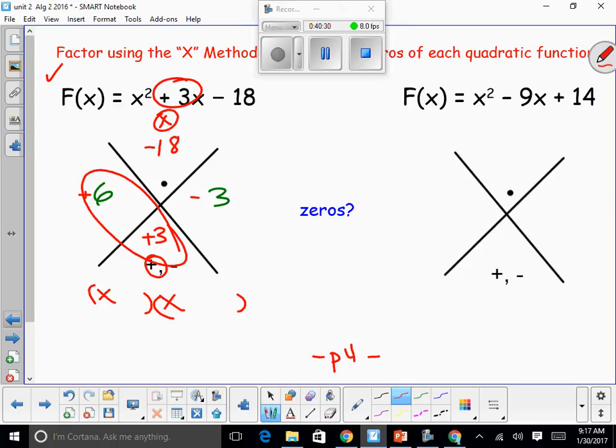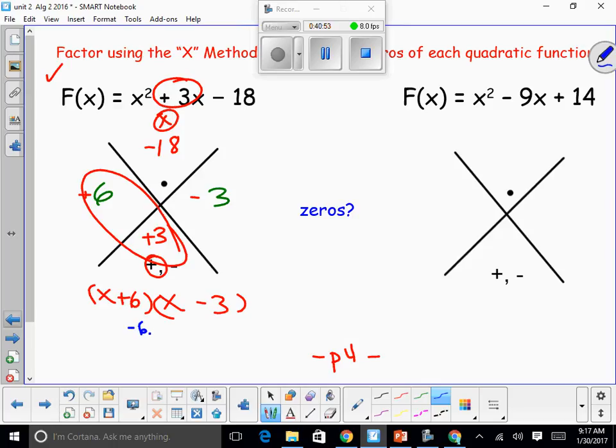Someone tell me, sure, we'll do this half of the room, this half of the room instead of making it tables. This half of the room, what is the 0 for the 6, please? Negative 6, 0. That side of the room, the 0 for the negative 3. Same number, opposite sign. Same number, opposite sign.